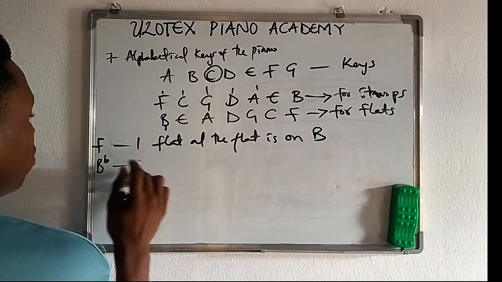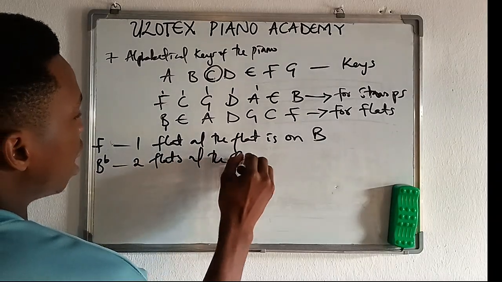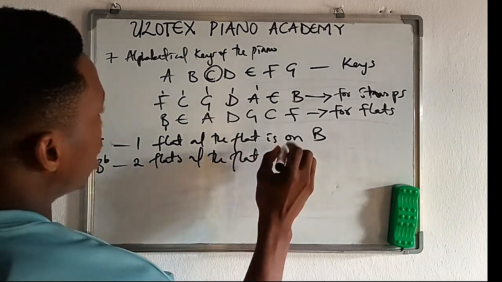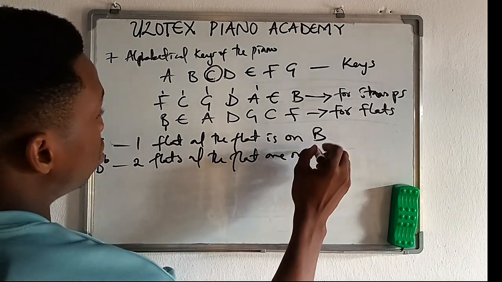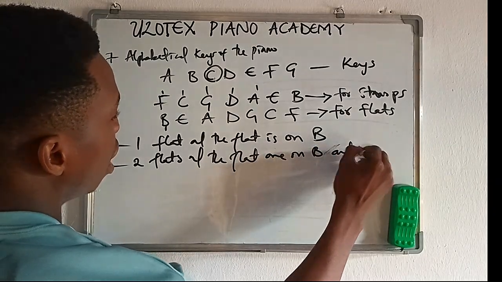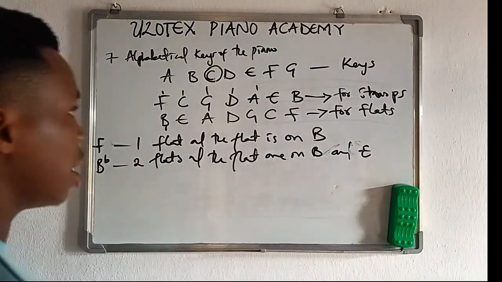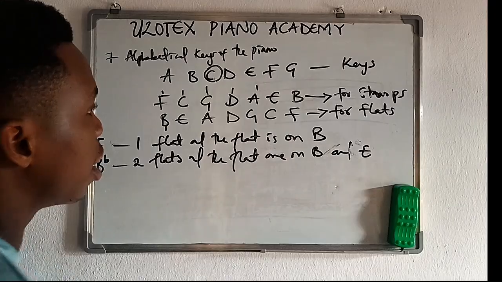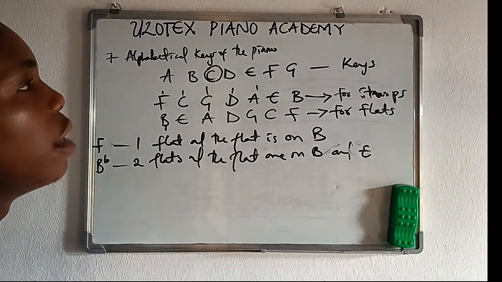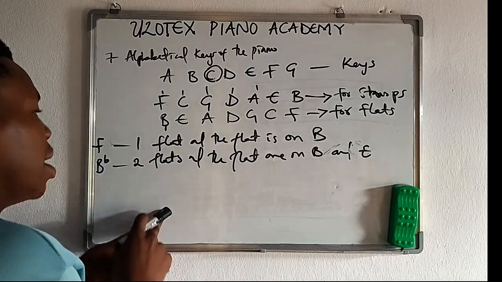B flat has two flats, and the flats are on B and E. I'm trying to rush a bit because I don't want the video to be too long. So you see that for you to play the key of B flat, you're already flatting B.